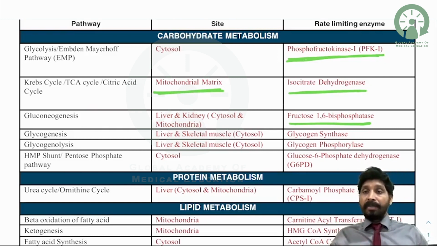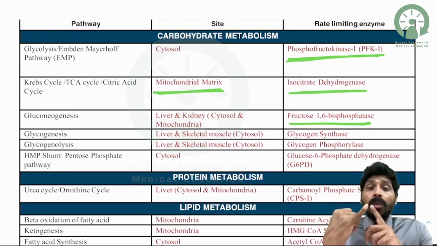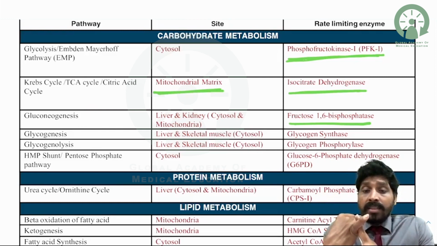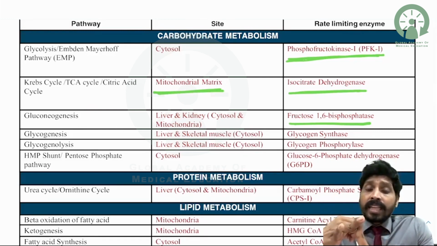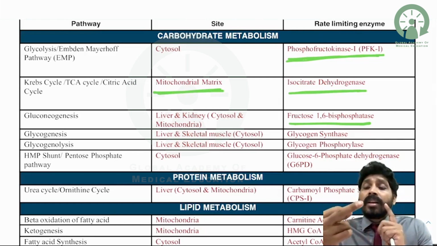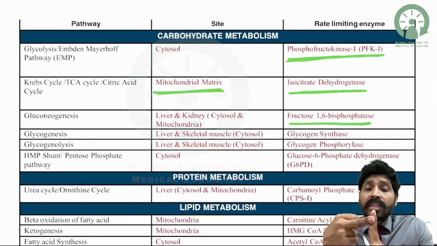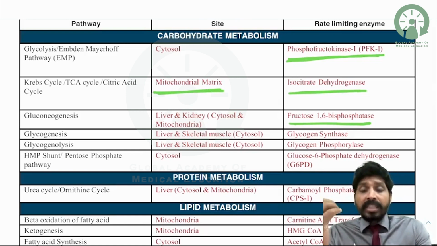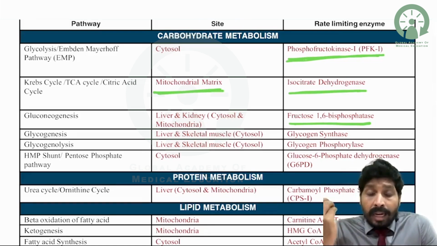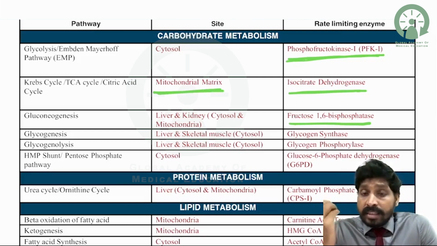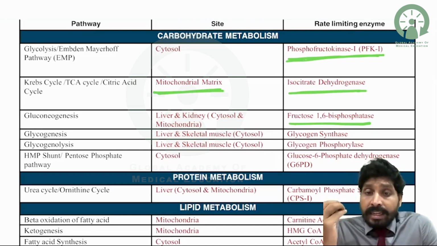Once again, I am repeating. The rate limiting enzyme for glycolysis is phosphofructokinase 1. For TCA cycle, isocitrate dehydrogenase. For gluconeogenesis, fructose 1,6 bisphosphatase. For glycogen synthesis, glycogen synthase. For glycogenolysis, glycogen phosphorylase. And for HMP shunt, glucose 6 phosphate dehydrogenase.